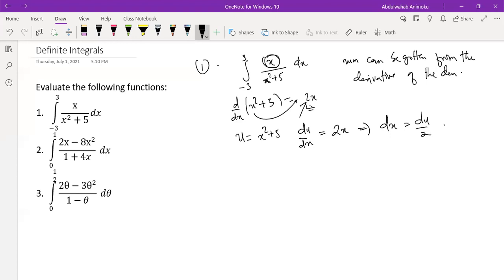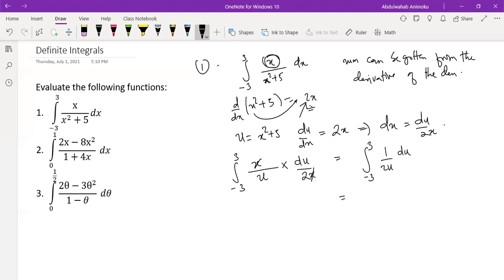Now all you need to do is just substitute things. We have done something to the denominator, which is u. And the x, we have done something to it, which is du over 2x. Sorry, let me not miss that part. Now that we have this, x can cancel out. So what we have left is 1 over 2u du.